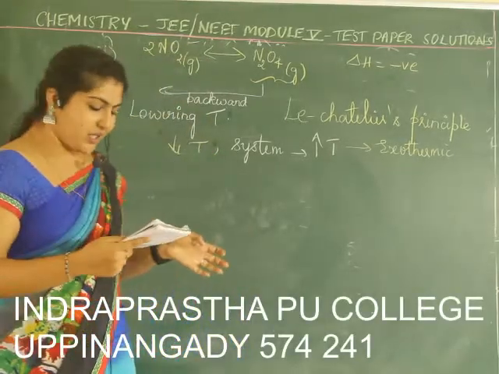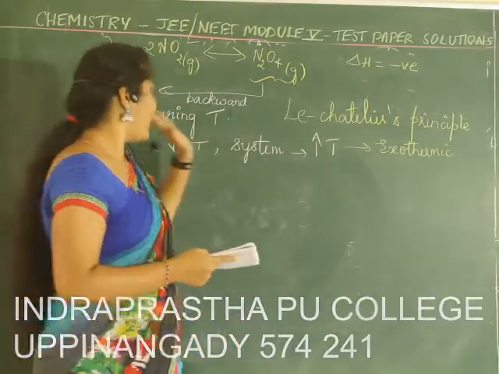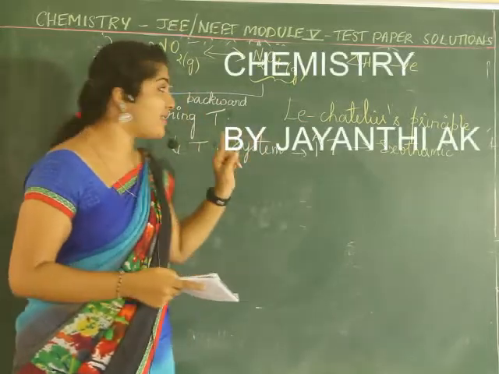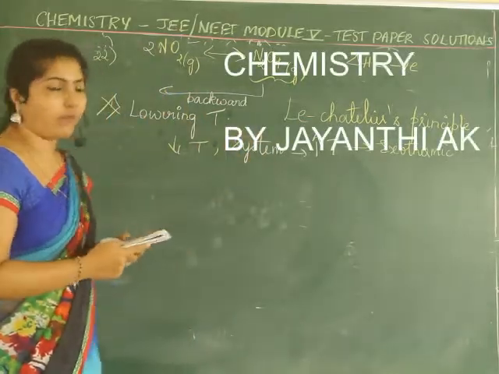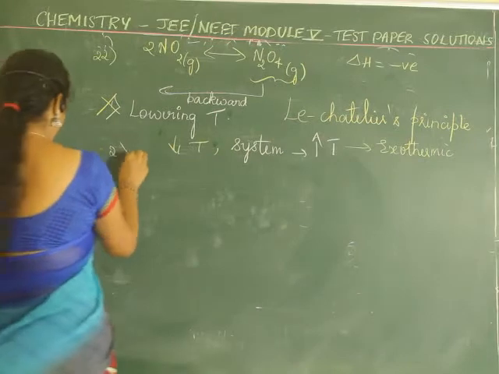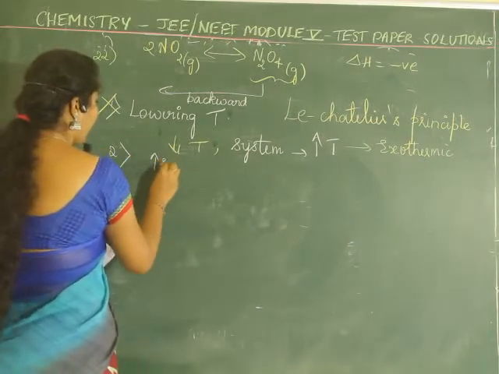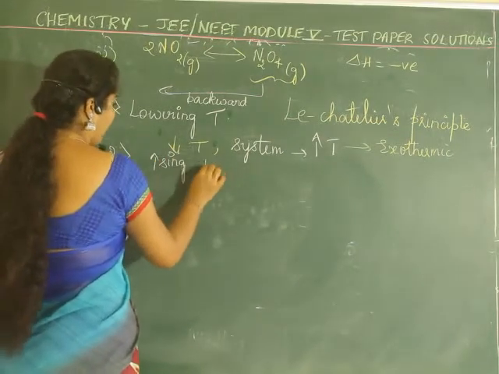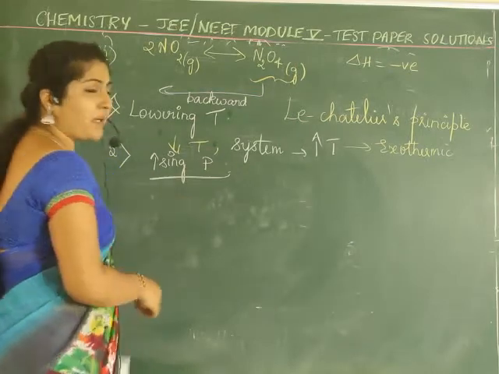Okay, so now we shall see here, however, the forward reaction only is favored if the temperature is lowered. We'll see the next option. The next option says increasing pressure. What happens if the pressure is increased?